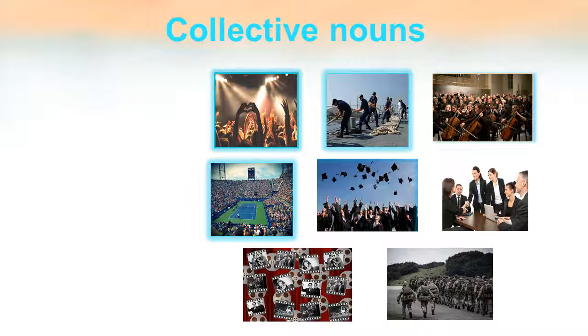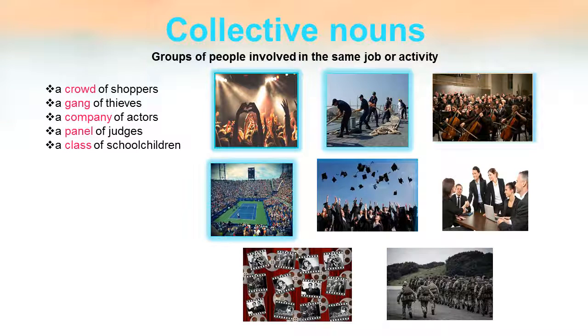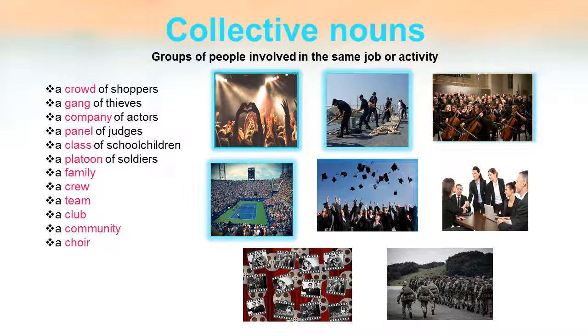Apart from the collective nouns which are associated with animals, there are also more collective nouns. They refer to groups of people involved in the same job or activity. Such collective nouns are a crowd of shoppers, a gang of thieves, a company of actors, a panel of judges, a class of school children, a platoon of soldiers, a family, a crew, a team, a club, a community, a choir, a band, an audience, and of course there are many more.